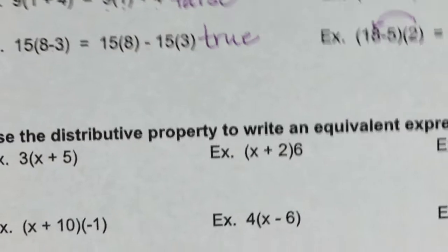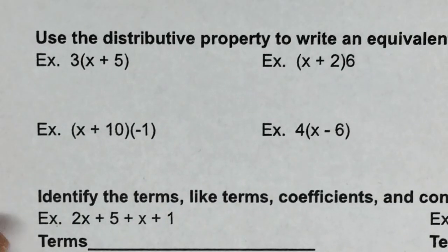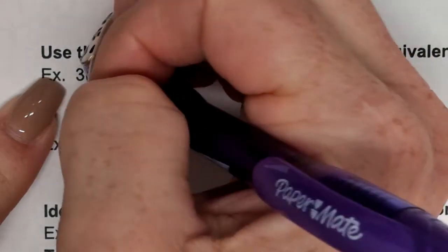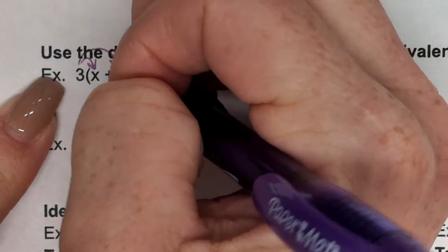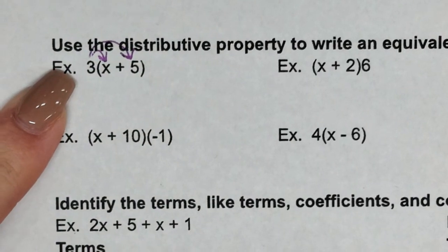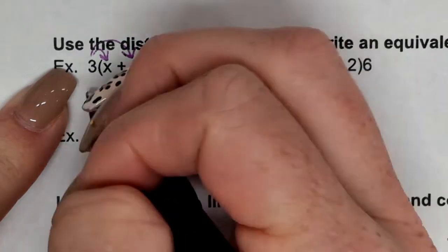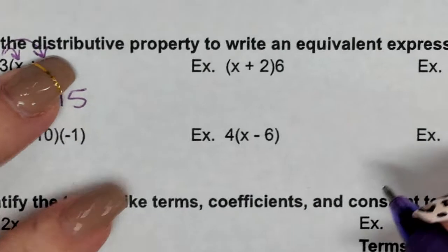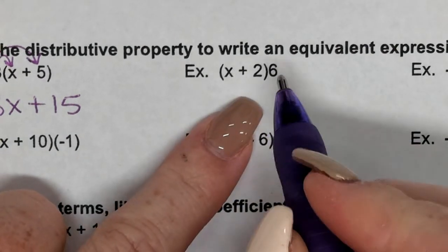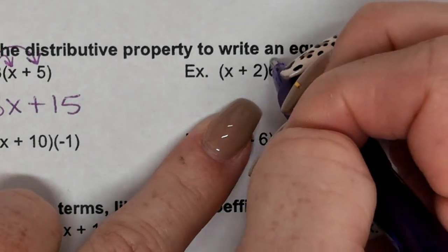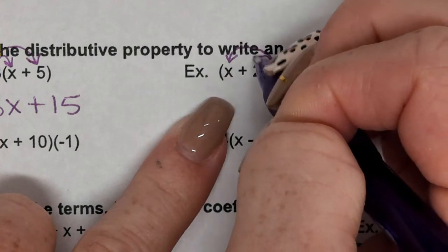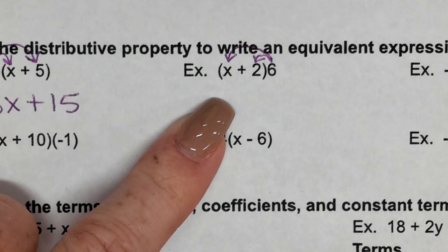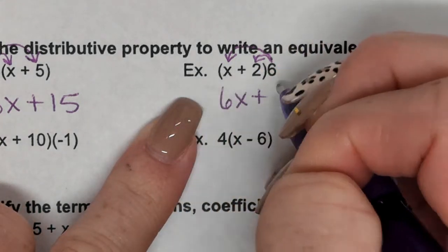All right, let's go do some examples of distributive property. Here we go. What am I distributing on this one? 3. So 3 goes to the x by multiplication. 3 goes to the 5 by multiplication. So what will my answer be? 3x plus 15. Okay, go to the next one. What am I distributing? So 6 gets distributed to x. 6 gets distributed to 2. So what is my answer? 6x plus 12.